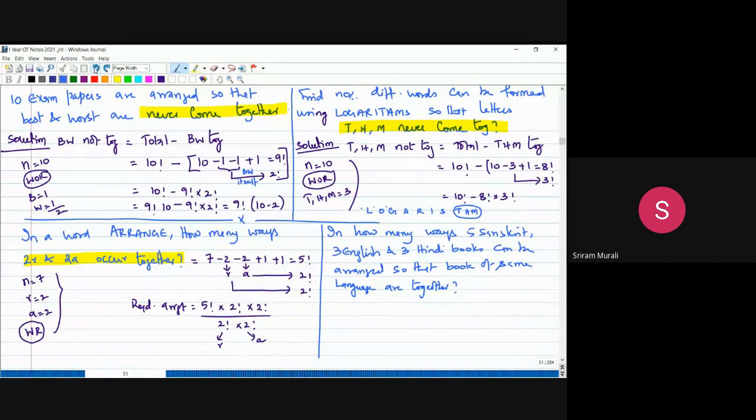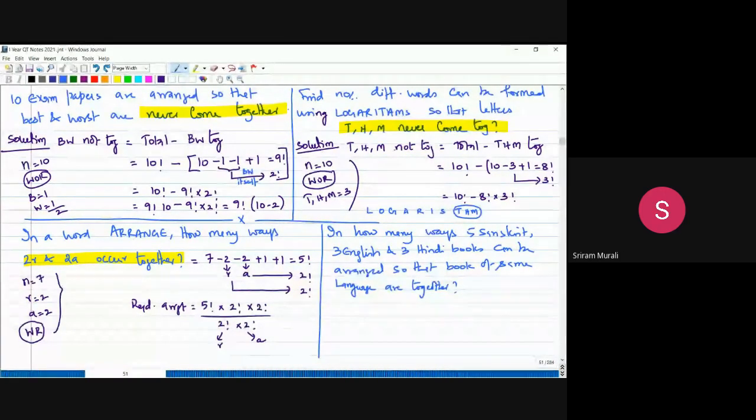I hope you would have understood what I did. So arranging the THM itself in another 3 factorial. That is why this is 10 factorial minus 8 factorial into 3 factorial. Subtract from the total 10 factorial, you will get the total arrangement. Have you understood the last 3 questions? Yes, sir.